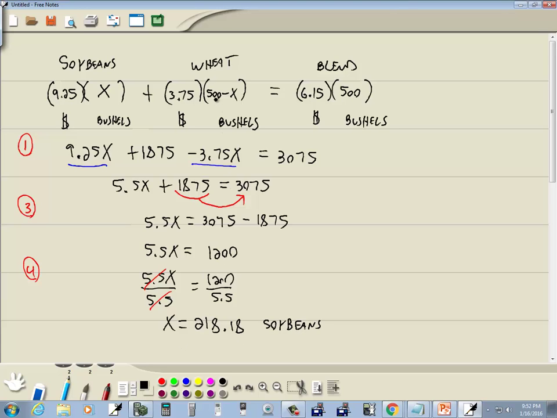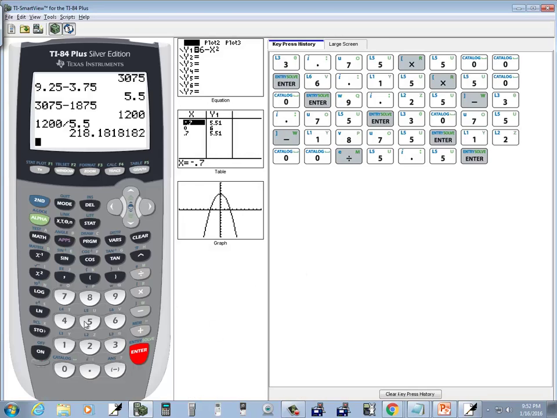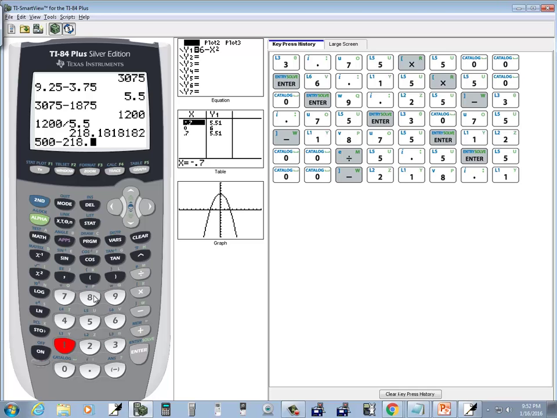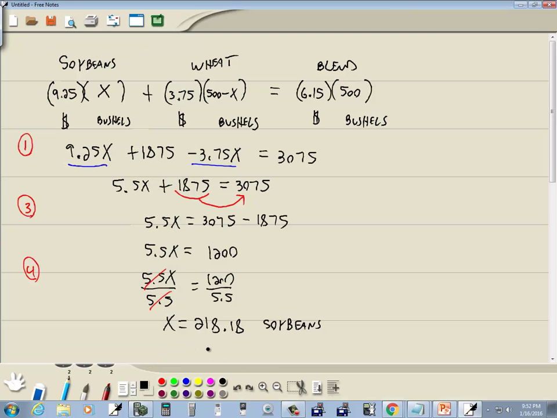Now for our other one, the amount of wheat is 500 minus X. So we'll do 500 minus 218.18. And that gives us 281.82. And this is the amount of bushels for our wheat. So this is our first answer, and this is our second answer.